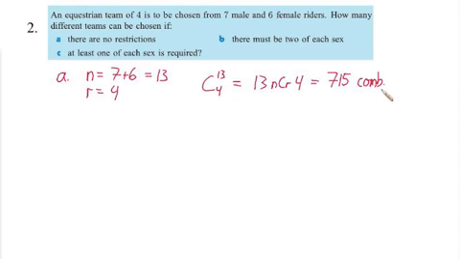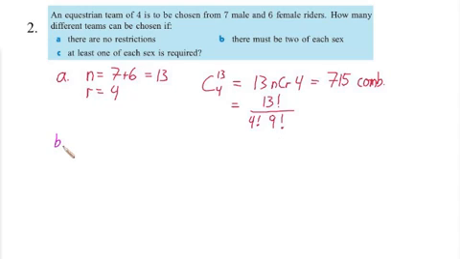Just to show you what that would look like in equation form one more time, that would be 13 factorial over 4 factorial times 13 minus 4 factorial, which is 9 factorial. So again, you should be able to do these types of problems both ways. Let's take a look at part B.